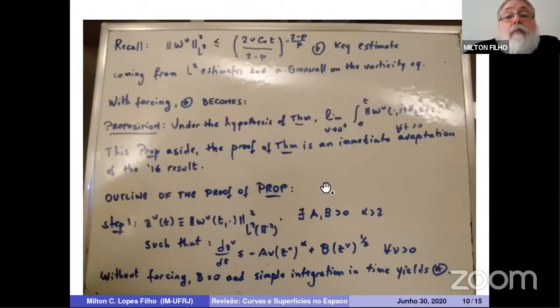Okay, so now let me just go over, in a sketch, what gets complicated in the proof of this proposition. The problem is that you have to sort of cook up a new Gronwall. So let me call the thing that I want to estimate, the norm of omega nu in time L2 of the torus squared, Z nu of t.